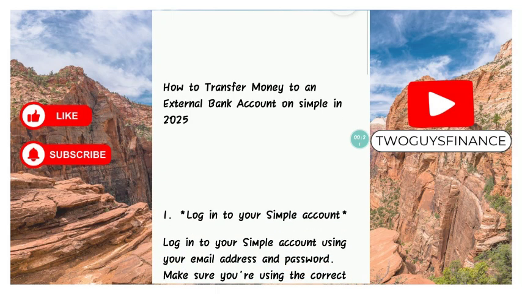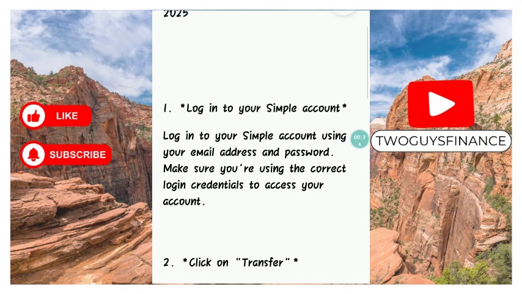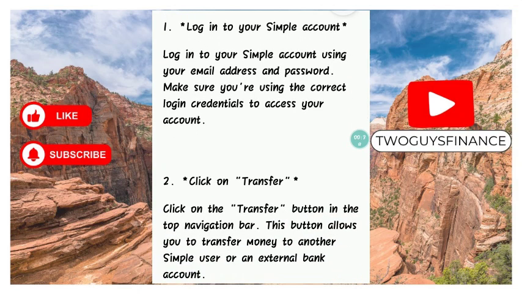The first step, of course, is going to be to log into your Simple account using your email address and password. So just go onto Simple's website, or you could go on Simple's mobile app on your mobile device and log into your account. Now, once you're logged into your account, you're just going to click on the transfer button that's in the top navigation bar or the bottom navigation bar, depending on if you're using the website or the mobile app. Now, this button allows you to transfer money to another Simple user or to an external bank account. So go ahead and click on transfer.